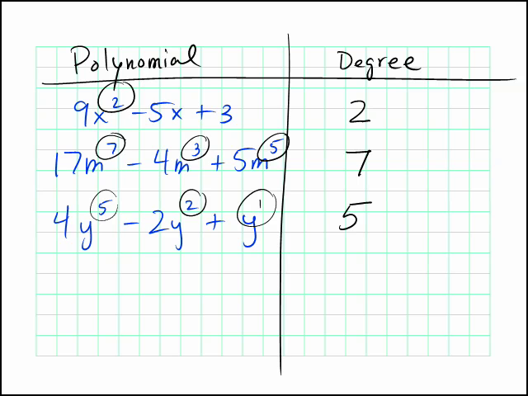Now, if you have more than one type of variable, then it's a little bit more complicated than this. For example, if we have the monomial 3x squared y to the 5th, I have two variables here, x and y. The degree is the sum of the exponents on the variables. So 2 plus 5 is 7. This monomial is considered degree 7. Here's another example of that.